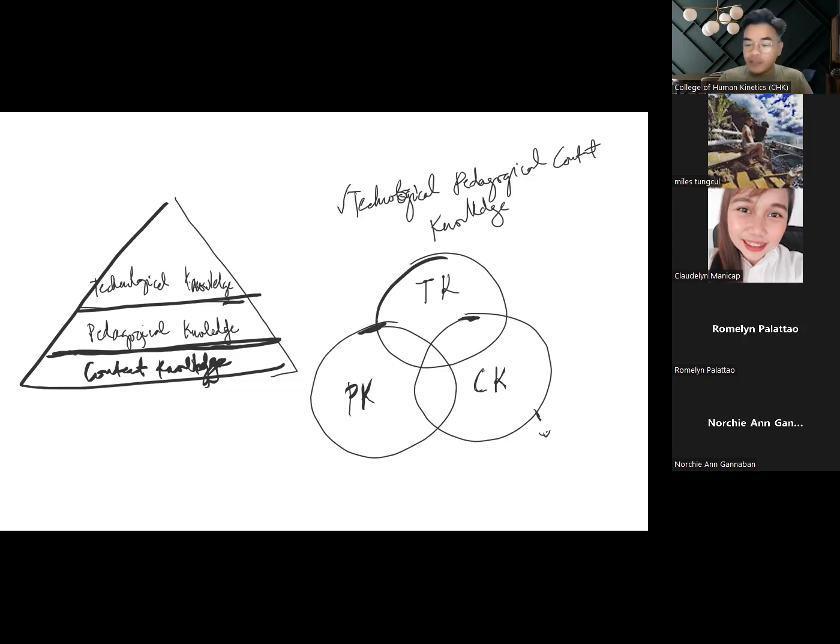All right. So CK stands for content knowledge. And it's basically what you teach. It's basically knowing what you are teaching. So it talks about the mastery of subject matter.